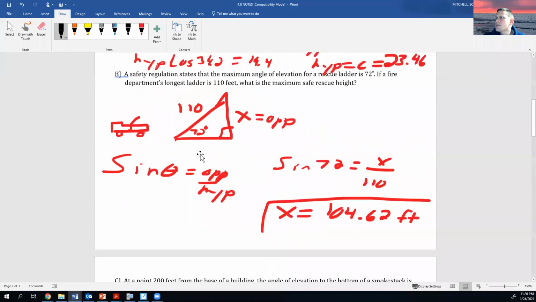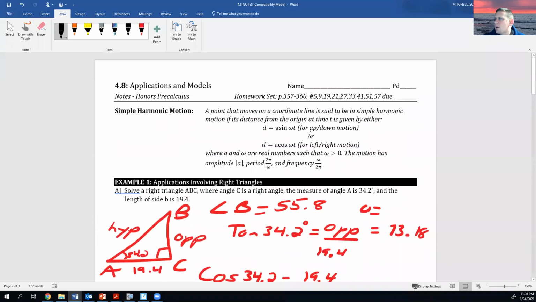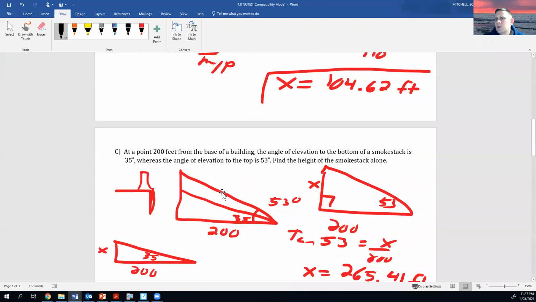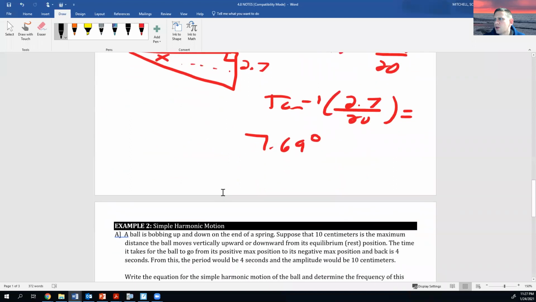Okay, now we're going to take a look at simple harmonic motion. So we come up here and we look at our two formulas. For up and down motion, we use the sine curve. All right. And for left and right motion, we use the cosine curve. So we just need to be aware of that. That's when you use sine or when you use cosine.